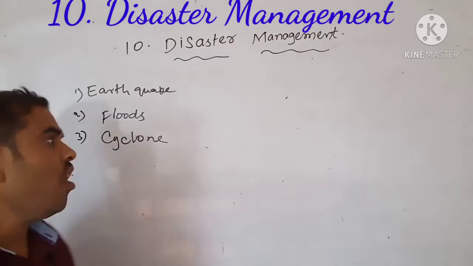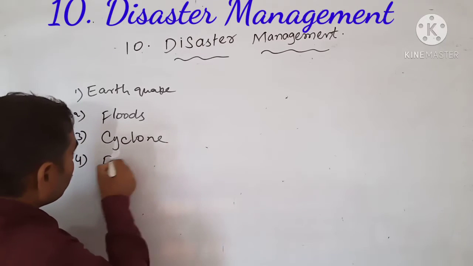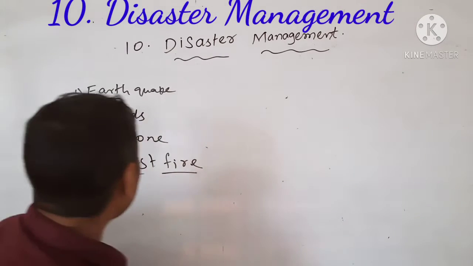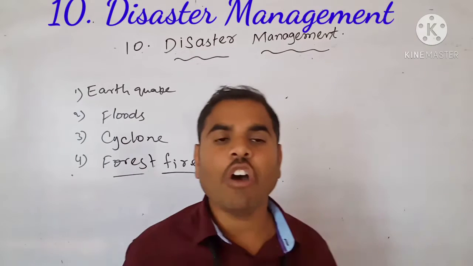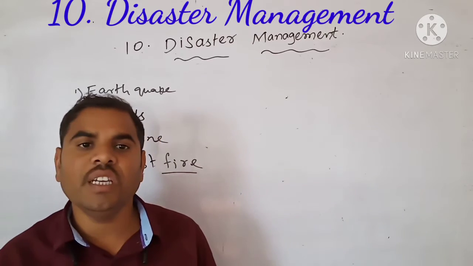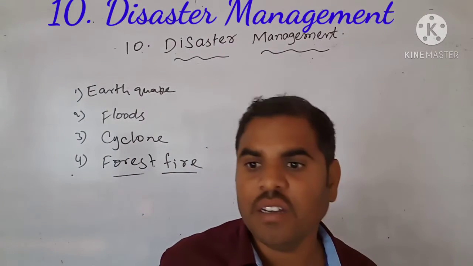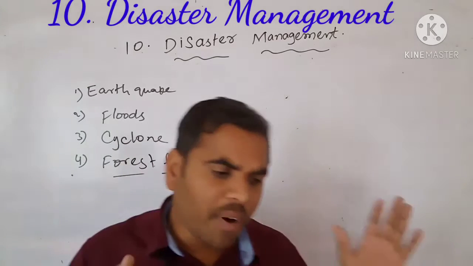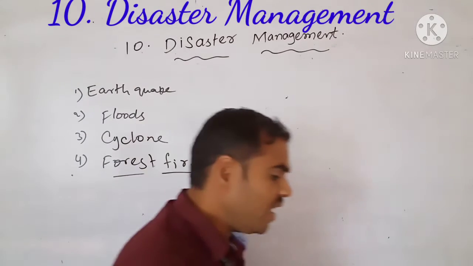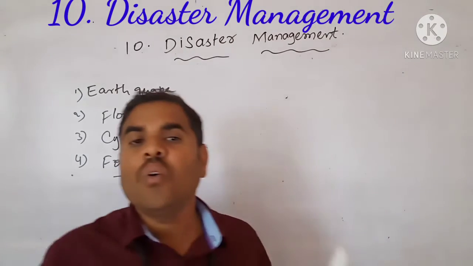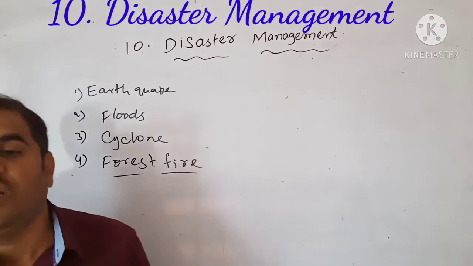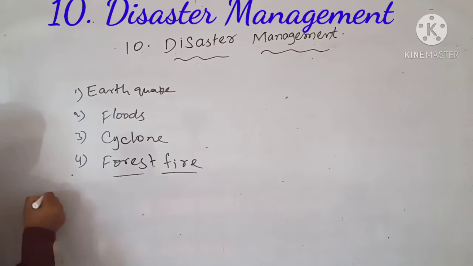Next, we have to see forest fire. In a forest fire, there is so much loss of plants and animals. Next, we have to see famine and flood. These are the number of disasters occurring in our area. Next, what is the definition of disaster?